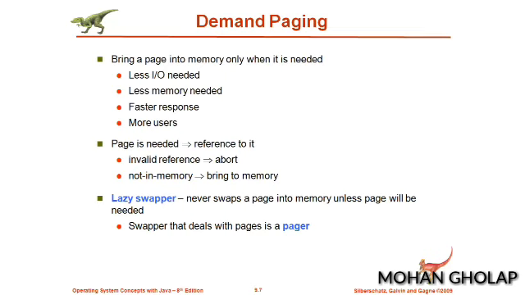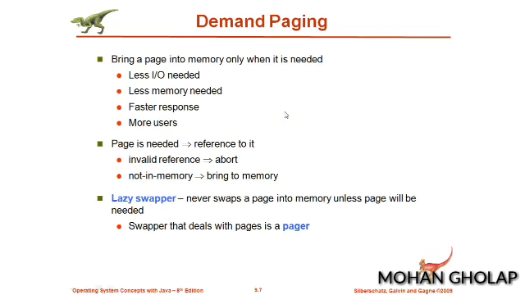We know that a demand paging system is similar to a paging system with swapping, where processes reside in the secondary memory. So what exactly is demand paging? The name itself indicates that demand paging means loading only the pages which are in demand, that is, loading only those pages which are required for the execution into the main memory.